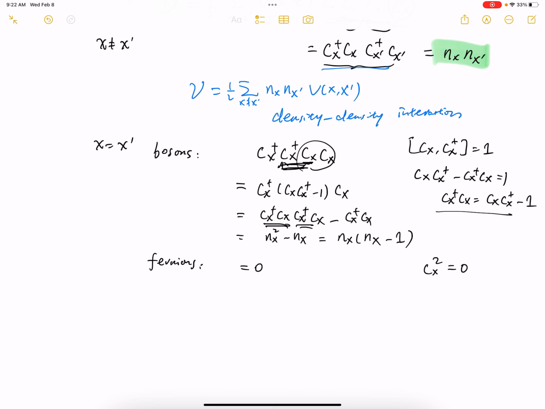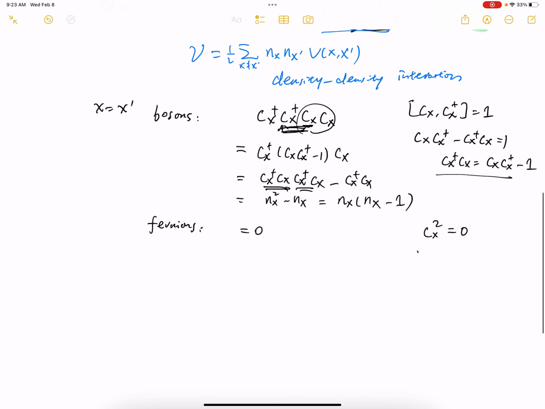There can never be two particles in the system. You can only have at most one particle, and if you remove one particle, it goes to 0 particles. If you try to remove another one, it kills the state. So it's impossible to do that. So Cx squared is already equal to 0. That also comes from the anti-commutation relation we talked about in the previous class. So this is equal to 0, which also means Cx squared is equal to 0, since this anti-commutator is just 2 times Cx squared.